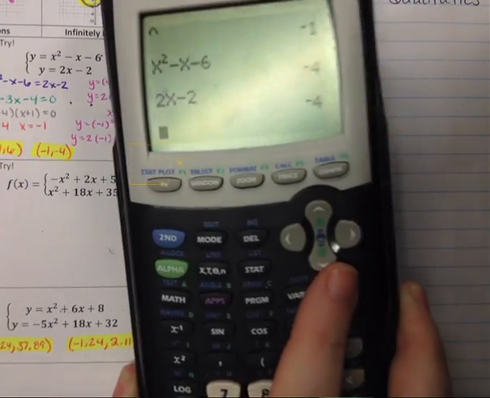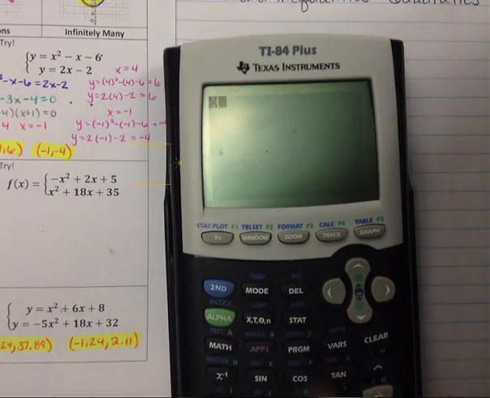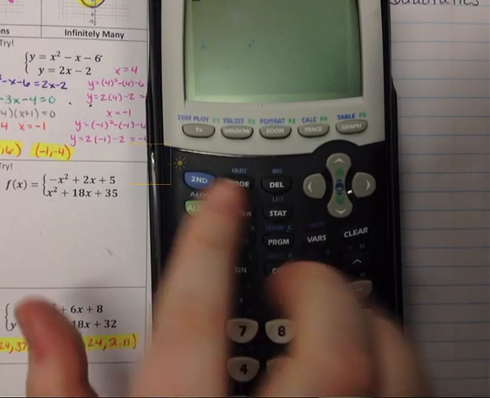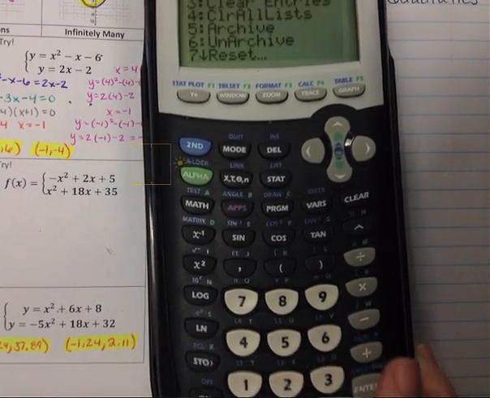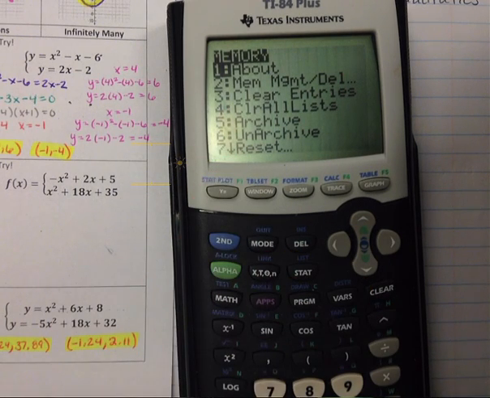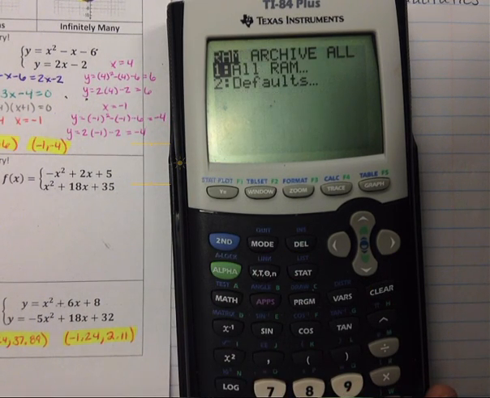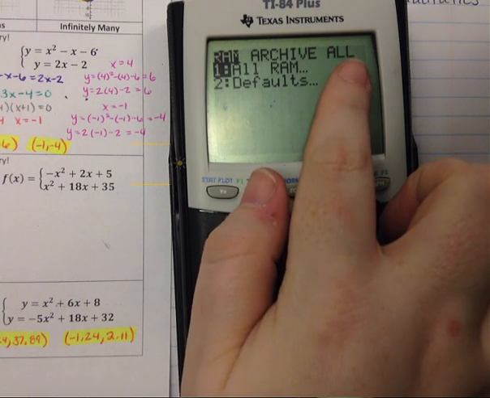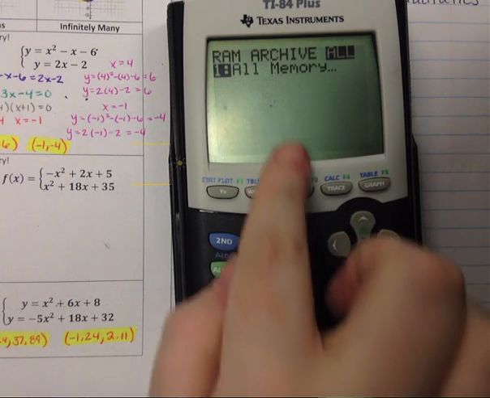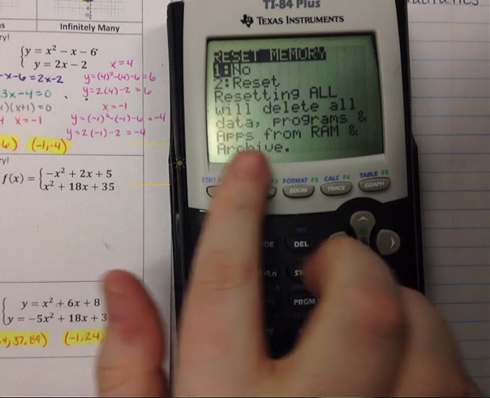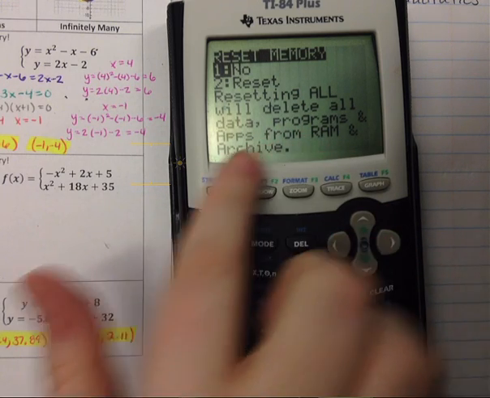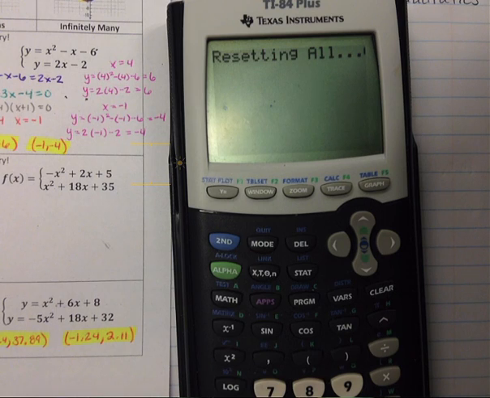So I'm going to press clear. Just press clear. If I press X again, I still have that -1 in there. So if I want to get that X out of there, I can clear my calculator by doing second plus the memory. I want to reset it. I want to go to my all. I want to reset everything. I'm going to press all memory. And then I just want to actually press reset. It will delete the programs and anything that I have archived. So it's going to reset all.